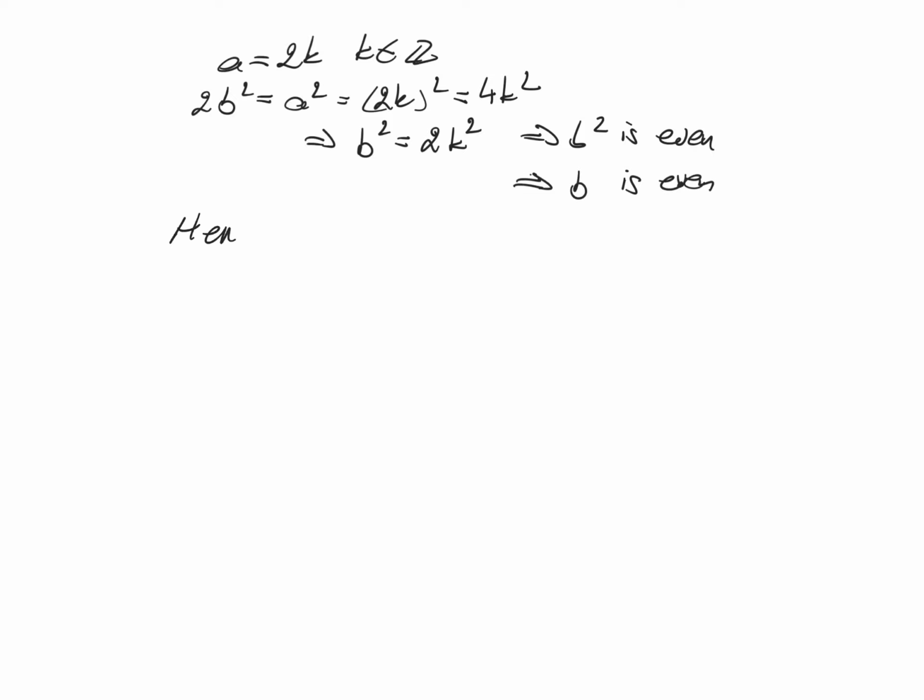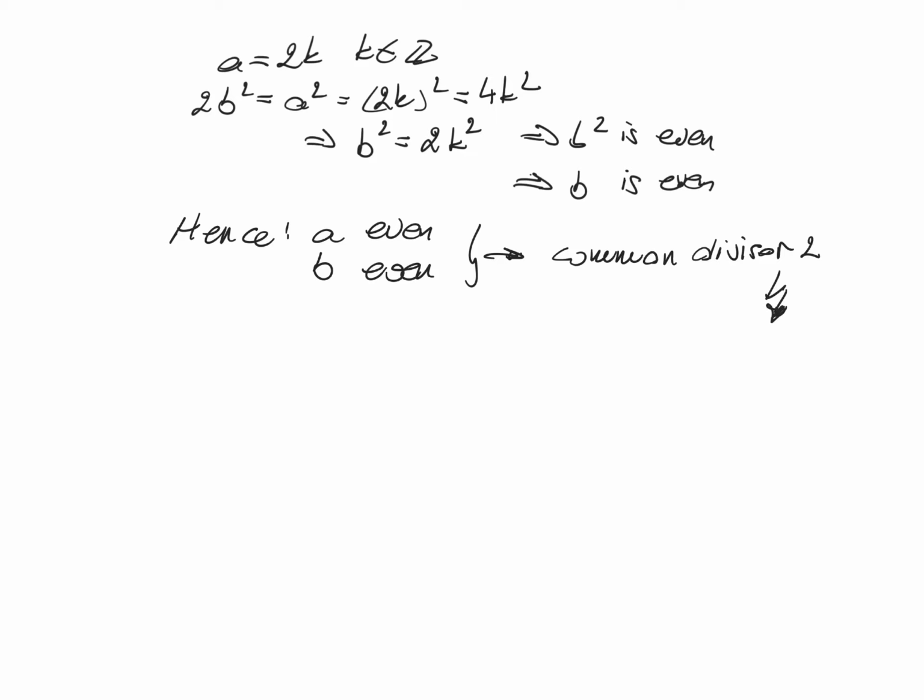Hence, we have now that a is even and b is even, so both of them can be divided by 2, so they would have a common divisor of 2. But we assumed that they do not have any common divisor, so this is a contradiction. It is impossible for them to have a common divisor of 2, because we said there are no common divisors between a and b. So we have found a contradiction, which concludes our proof.